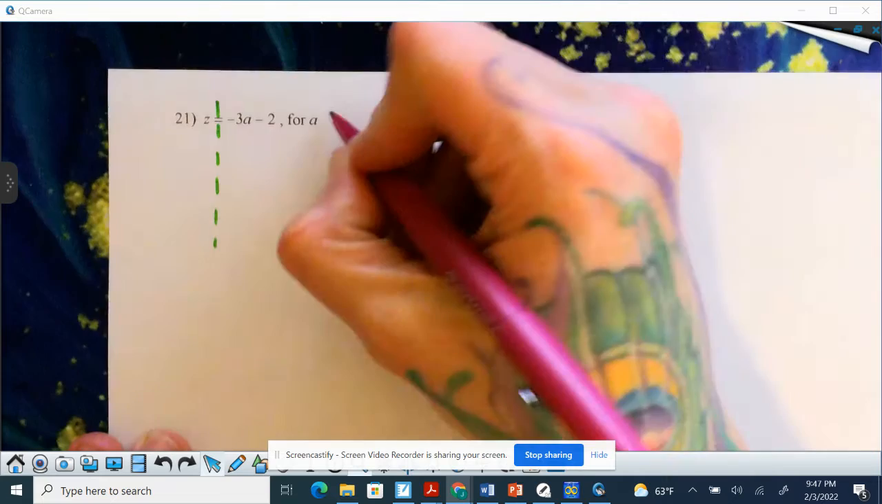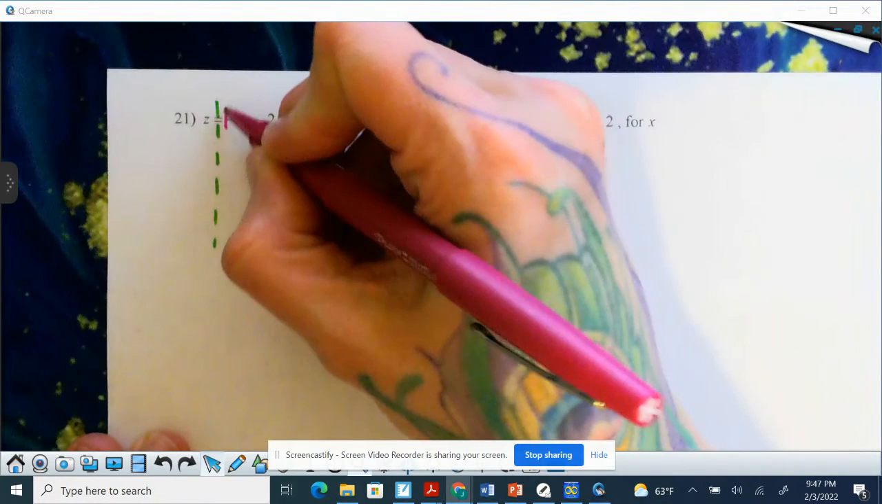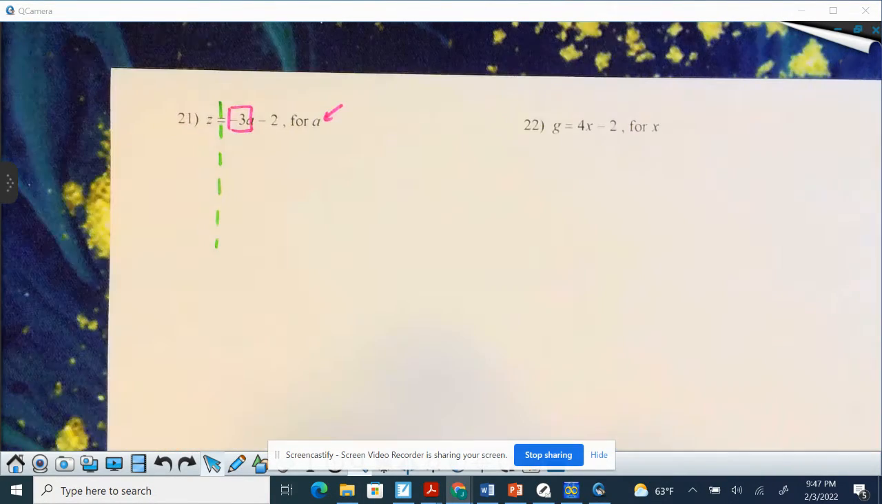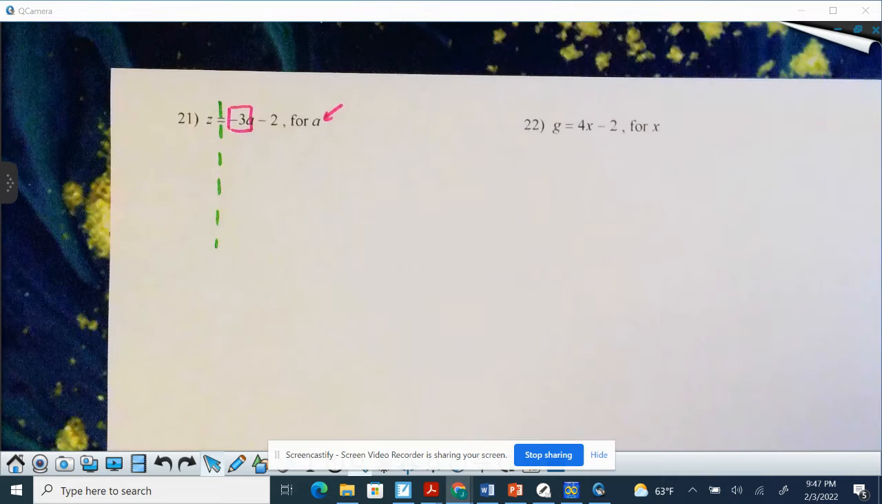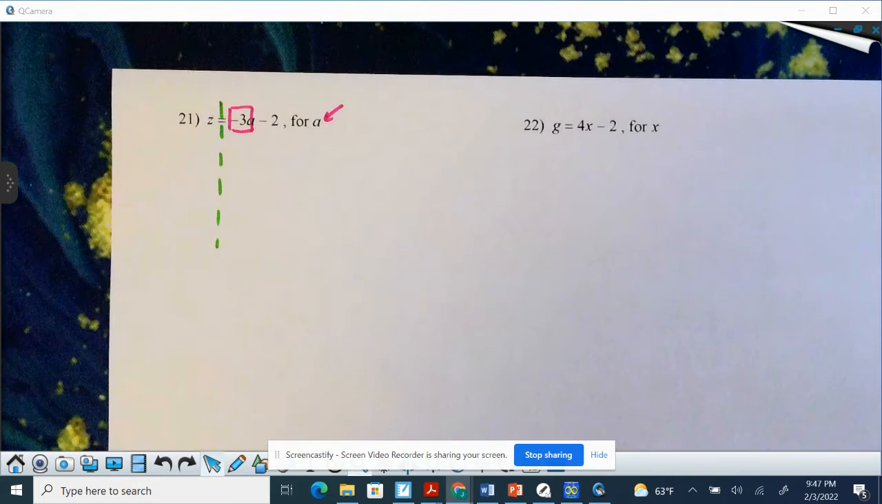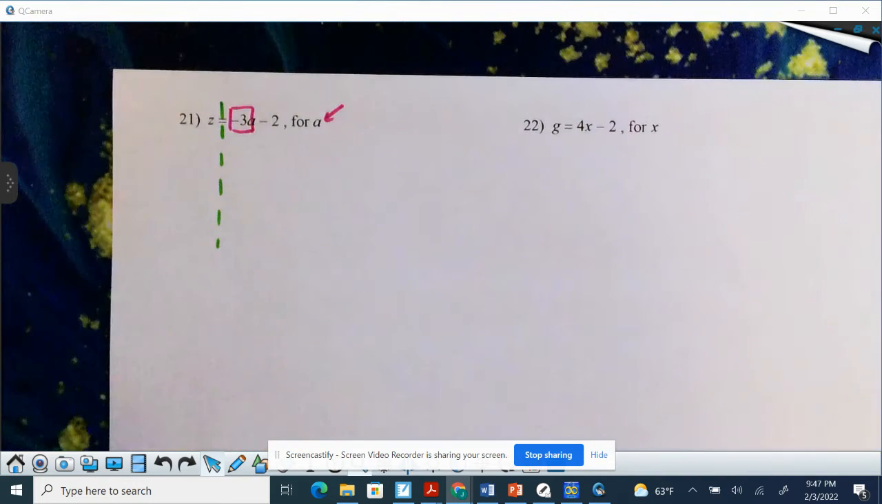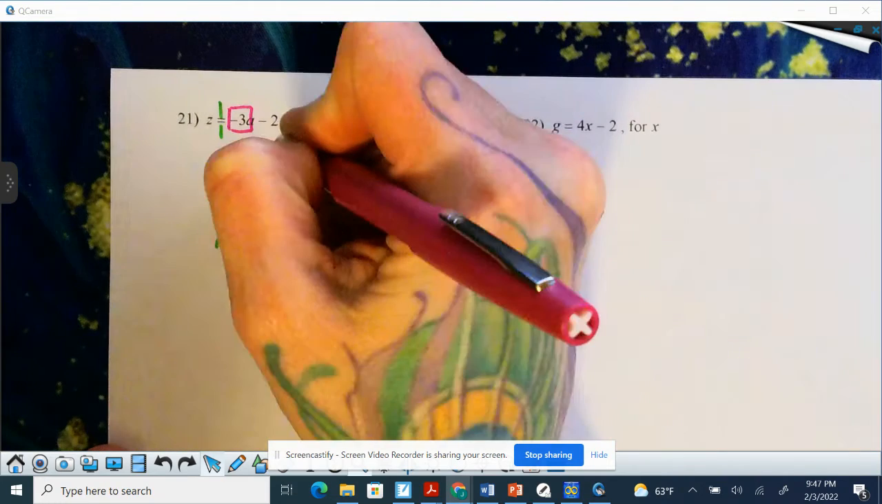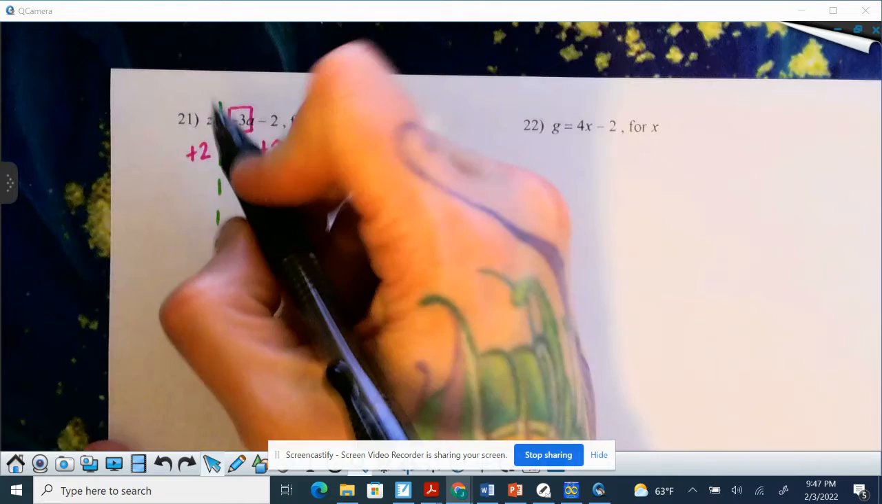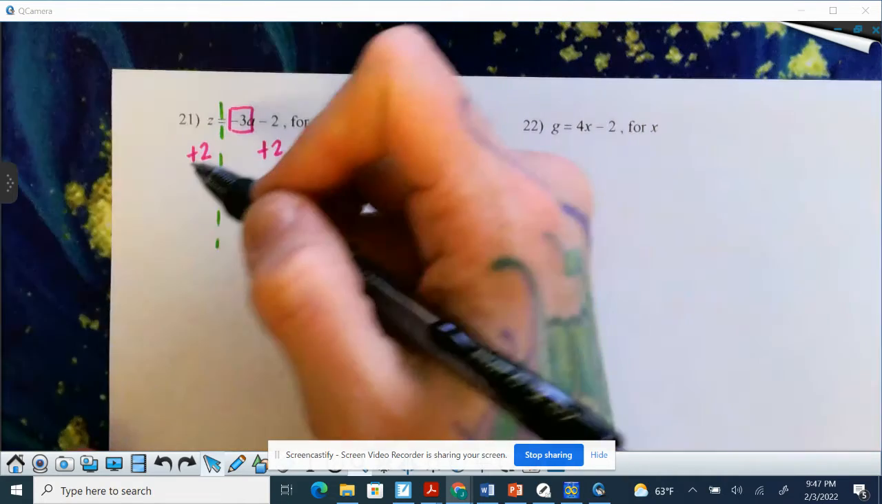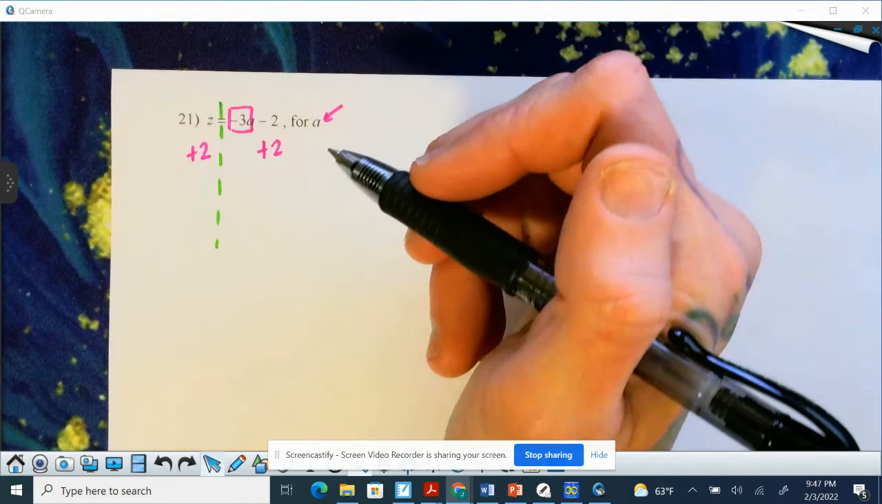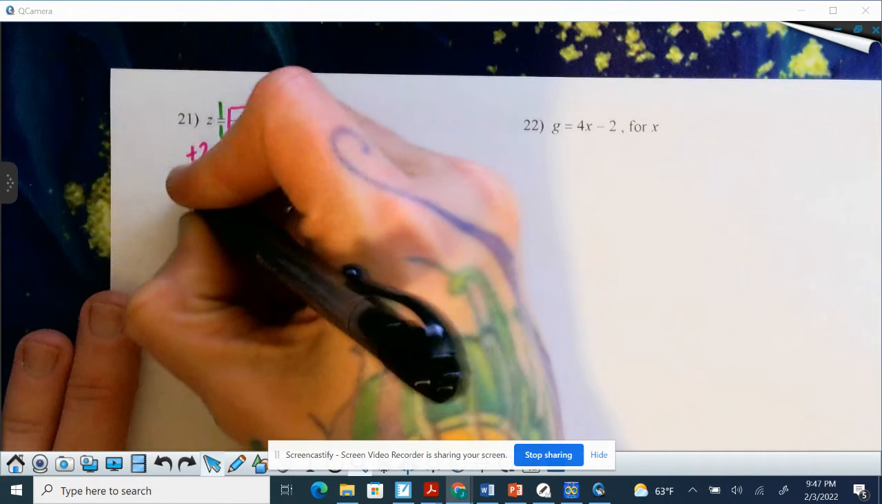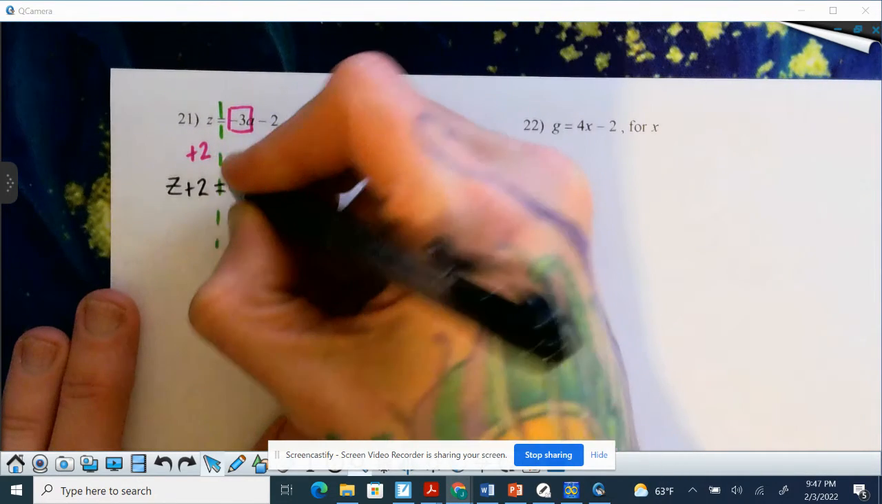So I'm solving for A. So I need this guy by himself. On the outside of that box where I have my A, I have a minus 2. The inverse of subtraction is addition. And now I can't add Z to 2 because that would be 2Z maybe, but that's multiplication, right? So that's not a thing. So we're just going to write Z plus 2. It's ugly, it's weird, but we're doing it.